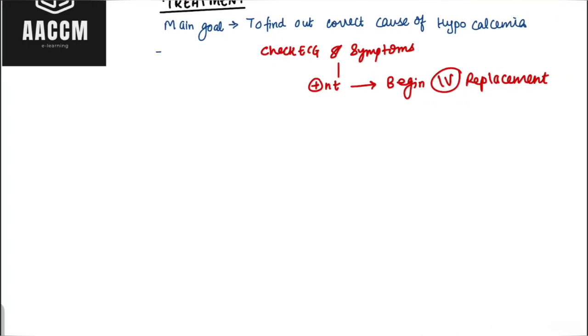Let's talk about the final part, which is the treatment, right? In this scenario, we should know that the main goal of any patient having hypocalcemia is to correct the cause of the hypocalcemia first, as I have discussed here. Next thing, we have to check for the symptoms and the ECG of the patient, as I have shown just now, to see the changes and the symptoms that are present in hypocalcemia discussed in part 1 of the video. You have to begin rapid IV replacement of the patient, right? This we should remember.